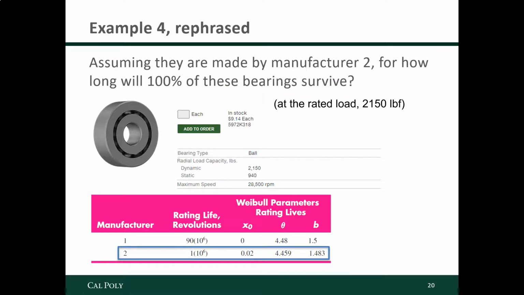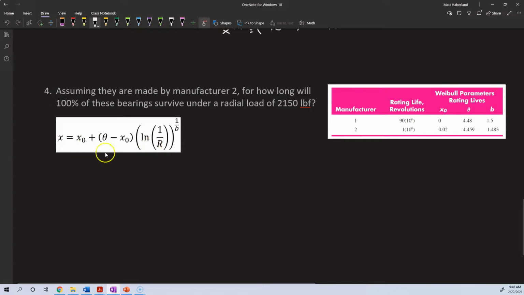So let's see what happens when we plug in a reliability of 100% into that equation from the previous slide. This equation is going to tell us the relative life that we're going to get if we have a reliability of 100%, given that the bearing manufacturer is manufacturer 2. We know all the rest of these constants, and we're talking about the fixed load, so it's 2,150 pounds in both cases, so we can just plug and chug in this case.